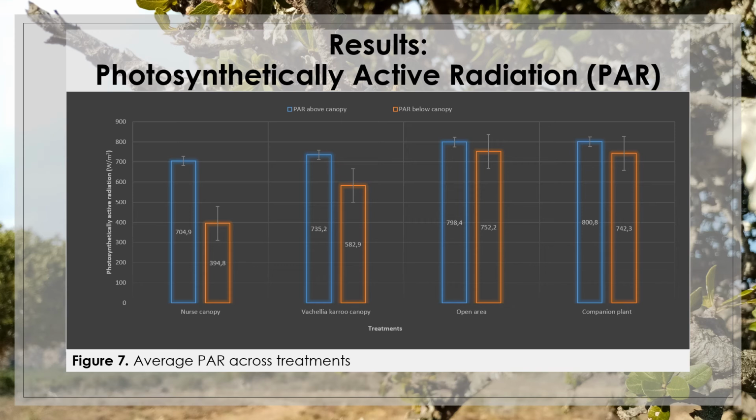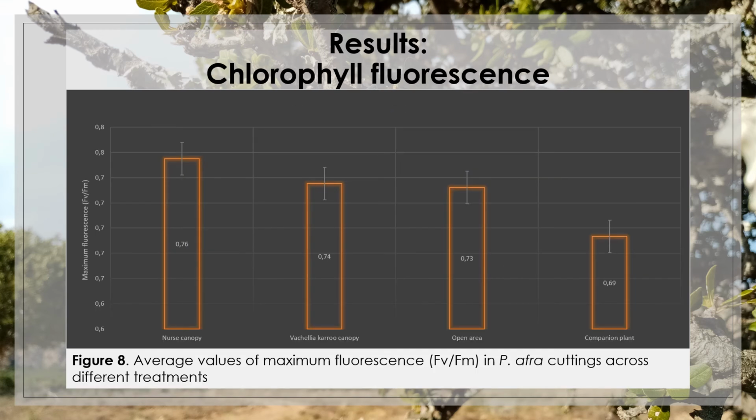Companion plant pondings had a relatively lower average PAR below canopy, and this is likely because the pondings were situated in areas of varying levels of shading, which likely could have influenced those results. Now, when looking at the chlorophyll fluorescence, one can see that among the treatments, the Portulacaria afra cuttings had the highest chlorophyll fluorescence, or the highest levels of maximum fluorescence underneath the nurse canopy, followed closely by the cuttings within the Vacilla canopy, cuttings planted in open area pondings, and cuttings that were planted with companion species.